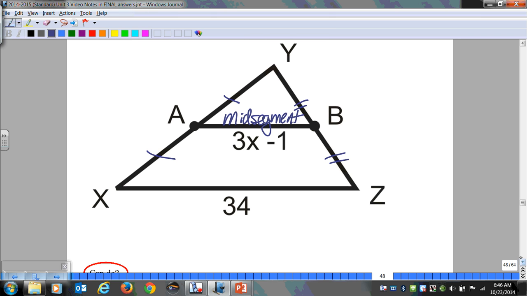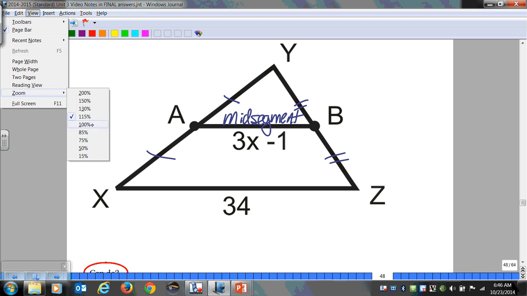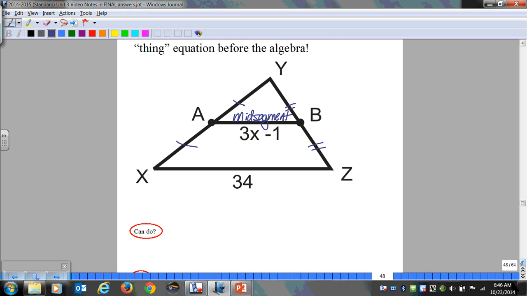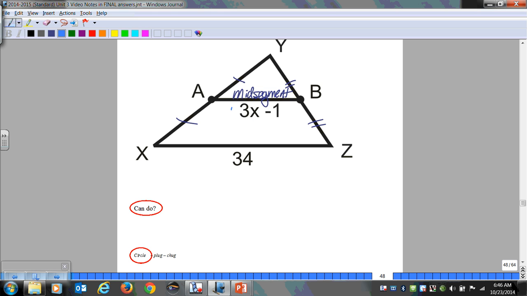I'd like you to do your best to pause the video, try this on your own, and restart it when you're finished. Okay, welcome back. You should have done a thing equation beforehand, and your thing equation looks like this. The mid-segment is half of the side that it's facing. So we know that AB is 1/2 of XZ. Here's AB, and it is 1/2 of X to Z.